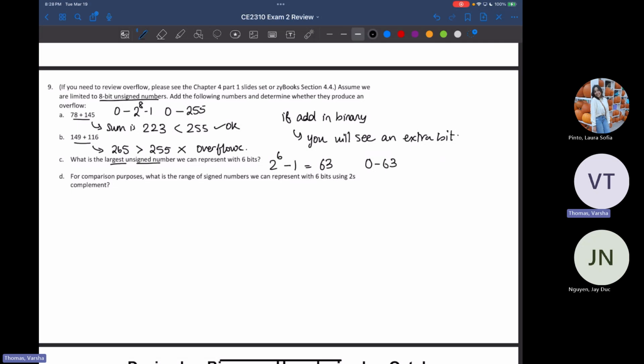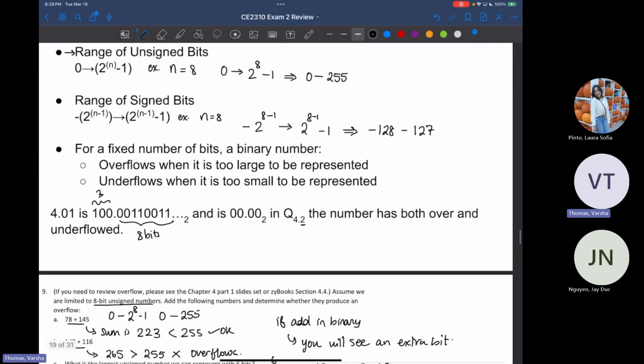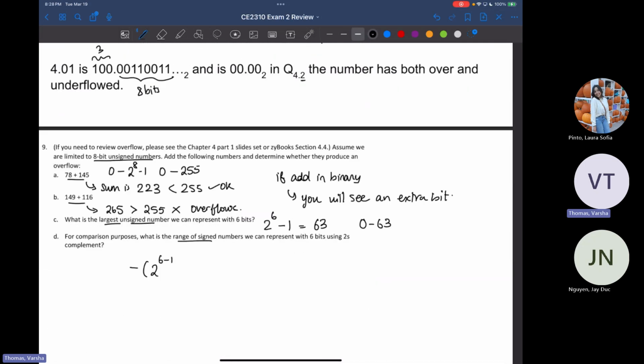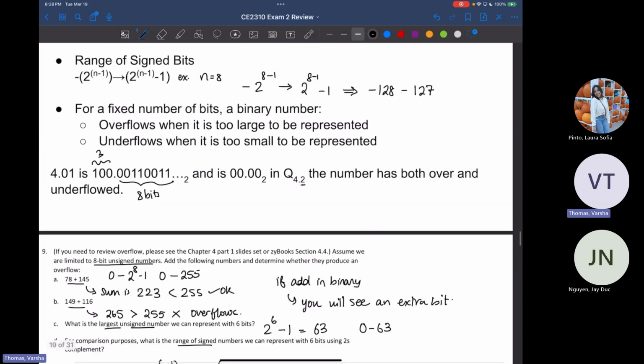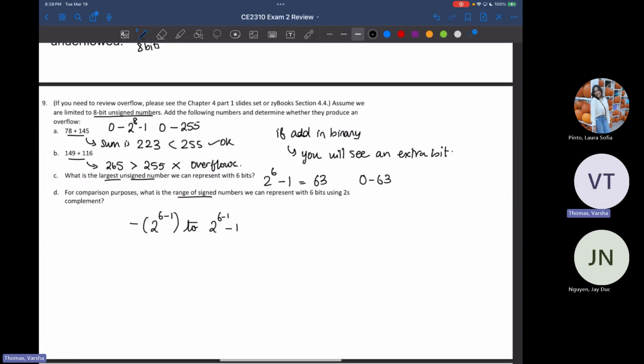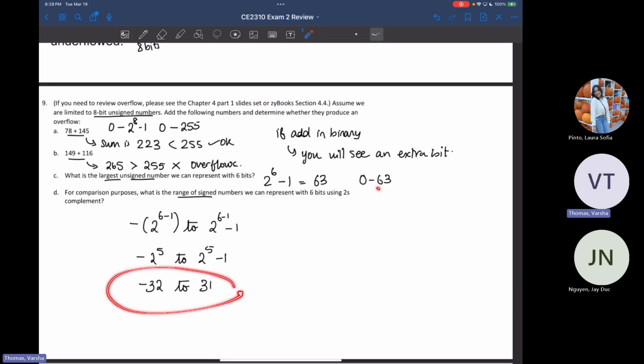And then for comparison purposes, what is the range of signed numbers we can represent using 2's complement? So if we put it in our formula for signed numbers, we have 2 to the 6. Let me go back to here. Remember, 6 minus 1. 2 to the 6 minus 1, I believe. No, 2 to the 6 minus 1 minus 1. Okay, so that means negative 2 to the 5 to 2 to the 5 minus 1. So I can represent negative 32 to positive 31. And if I were to look at how many numbers are between these two numbers, it will actually be 63.